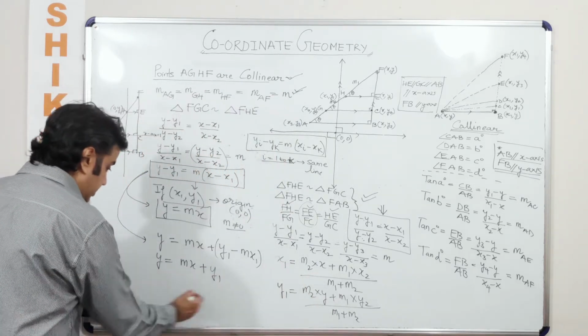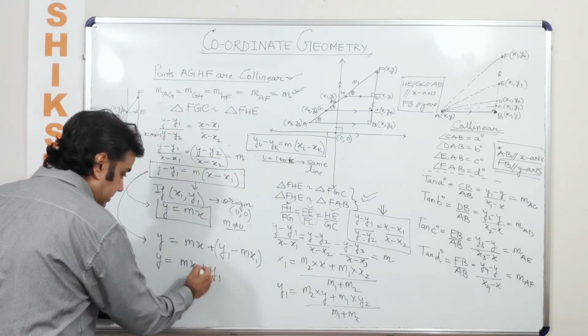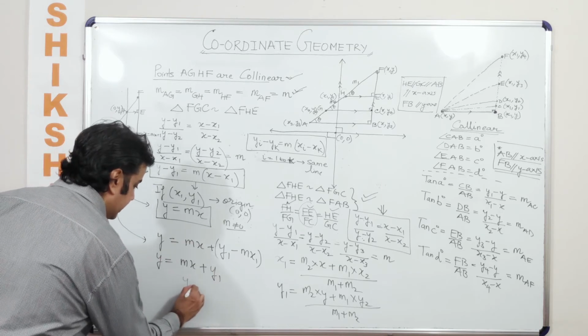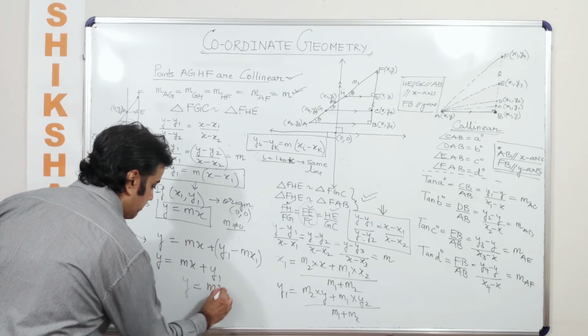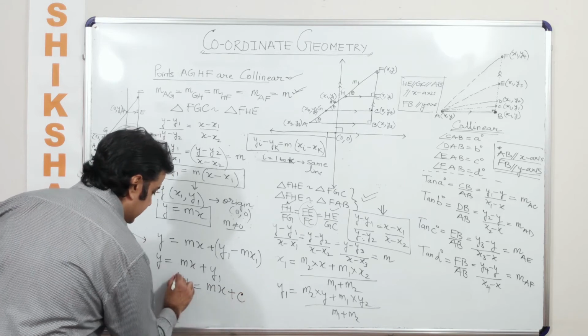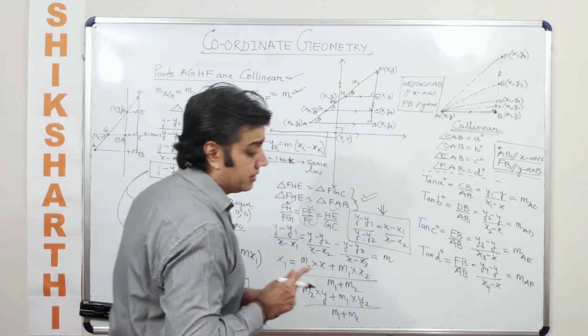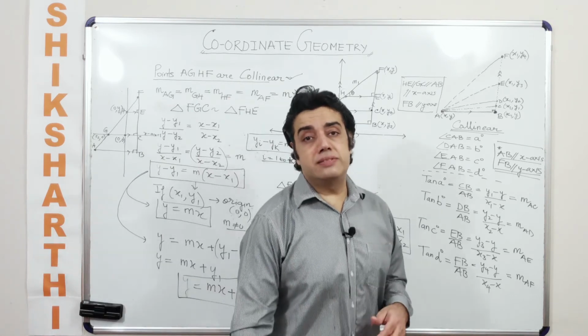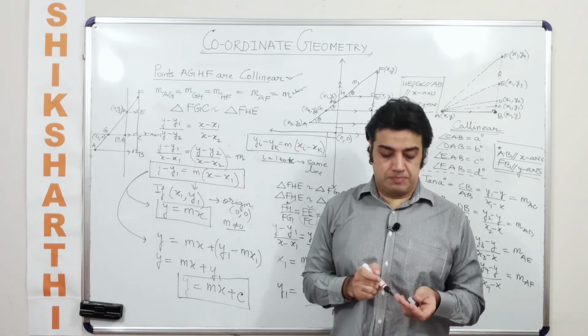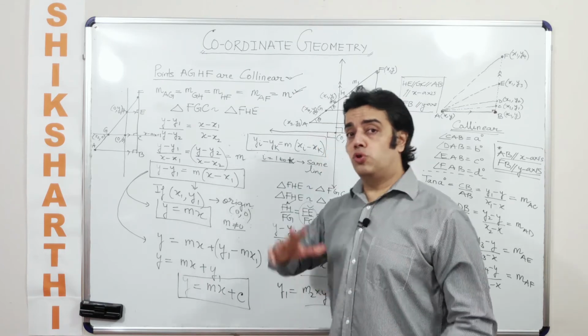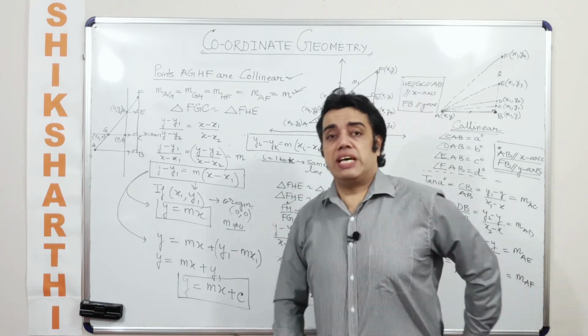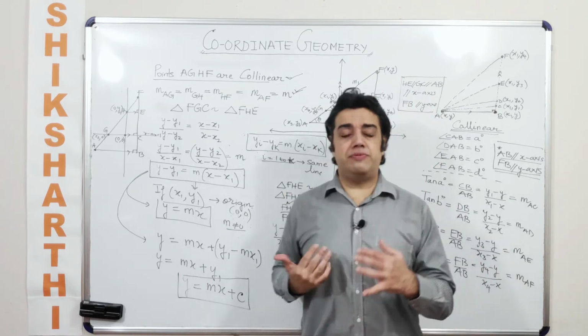So rearranging this, and once I know that this is the y-intercept, I can finally write it as y is equal to mx plus c, where c is nothing but a special typification given to y1, wherein c is known as the y-intercept.